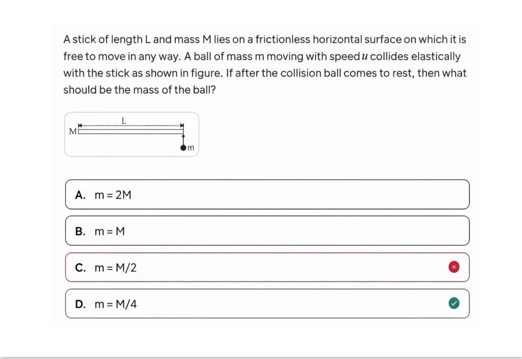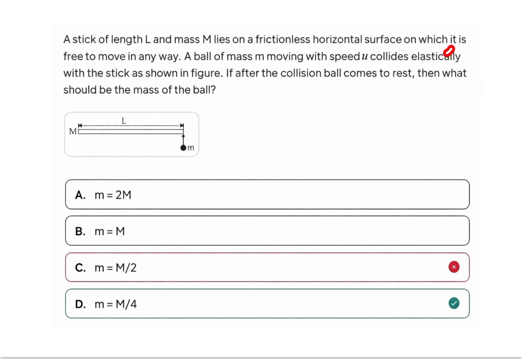Hello bachcho. In this problem, we have been given a stick of mass m and length L, which lies on a frictionless horizontal surface on which it is free to move. Now a ball of mass m moving with speed u collides elastically with the stick as shown in the figure. If after the collision the ball comes to rest, then what should be the mass of the ball?